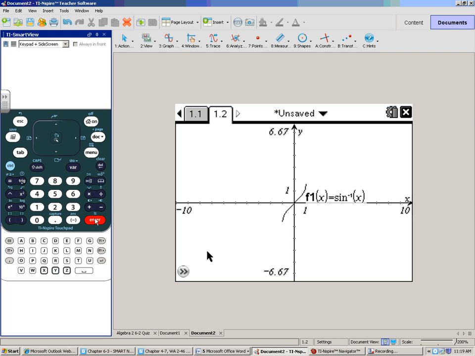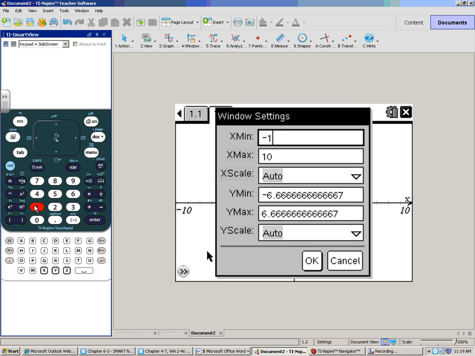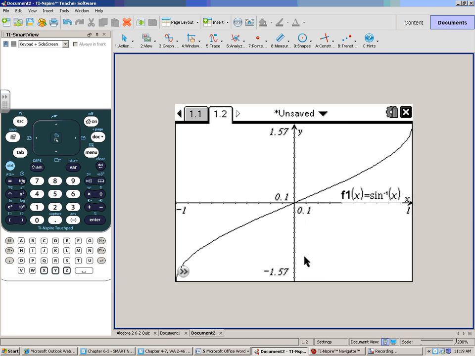I want to see it blown up. So I'm going to go to Menu, hit Window, and do Window Settings. What is my lowest X value for the arc sine? -1. And what's going to be my highest? 1. And what is going to be my lowest Y minimum value? -pi divided by 2. And then what's my highest? Pi divided by 2. And then hit OK. Now, there's your graph. Beautiful, correct?